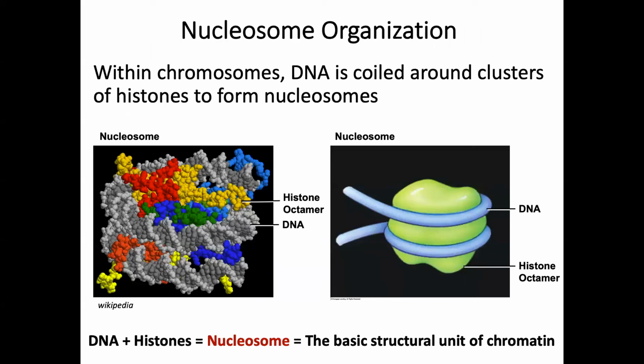Now let's take a look at the basic unit of packaged DNA, the nucleosome. DNA coils around the outside of a histone cluster to form a nucleosome. This is the first level of DNA compaction in chromosomal structure. The picture on the left is a crystal structure of the nucleosome, and the double-stranded DNA is shown in this gray color. The picture on the right is a cartoon that clearly shows the nucleosome is made of core histones in the middle with the DNA wrapping around.